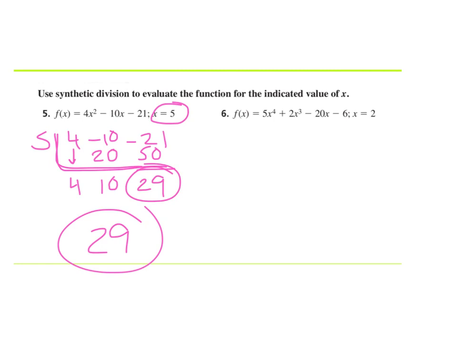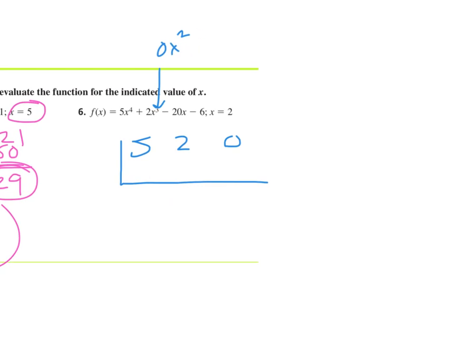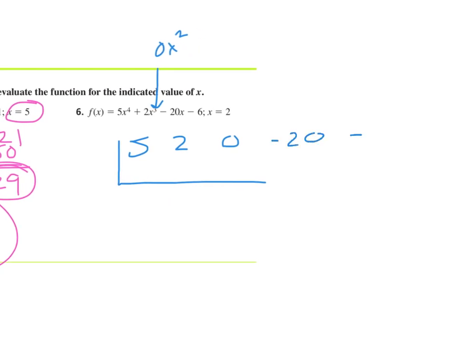All right, last one for the day. Number 6. Are we missing any terms? Yes. What are we missing? Yep, we're missing the x squared, so we need to put a 0 in there. So what goes inside of our box? 5, 2, 0. We can't forget that 0 that we just put in there. Then -20 and -6.